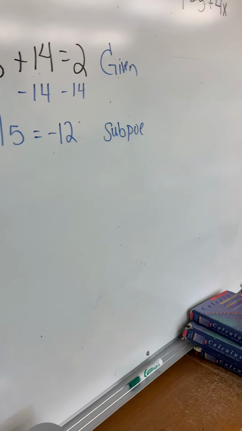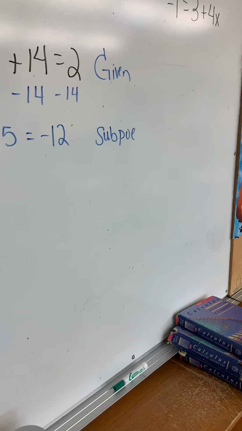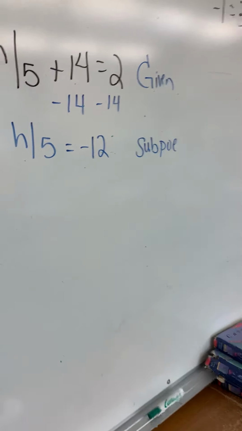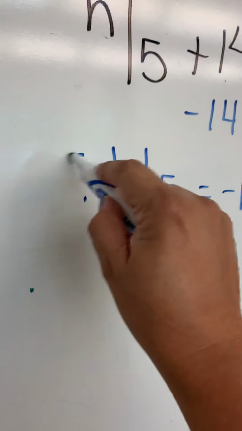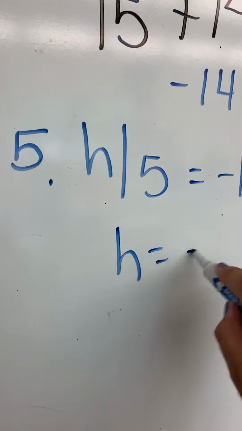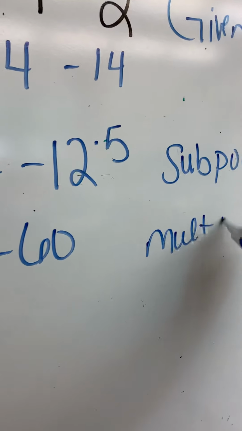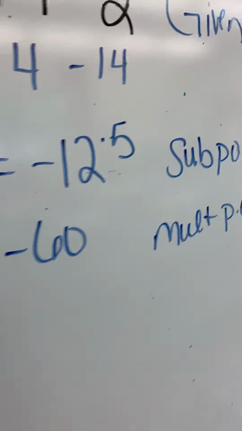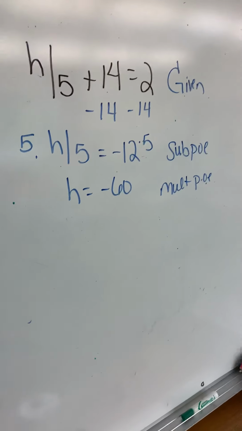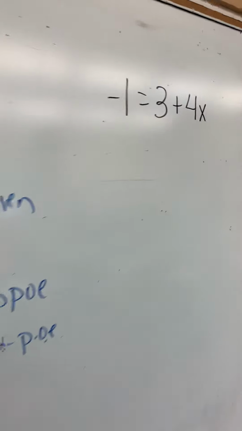Now what do I need to do to get h by itself? You're already dividing. What's the opposite of division? Multiplication. So let's multiply both sides by 5. So now we got h equals -60. We did the multiplication property of equality. So not too bad.